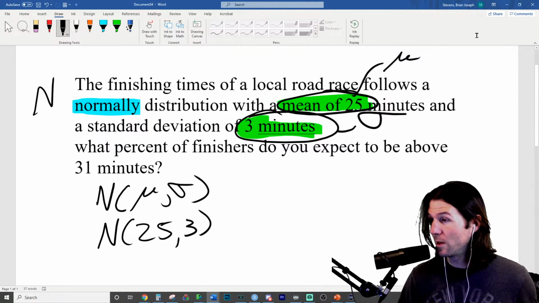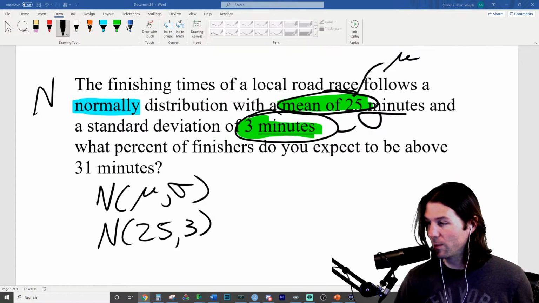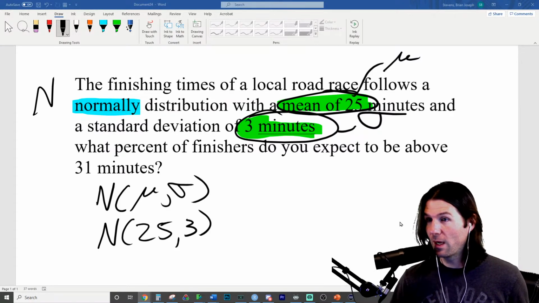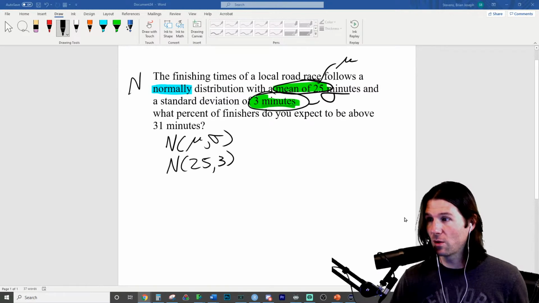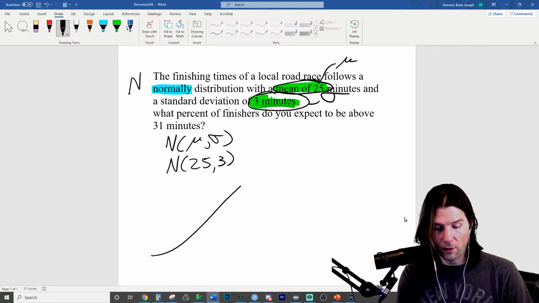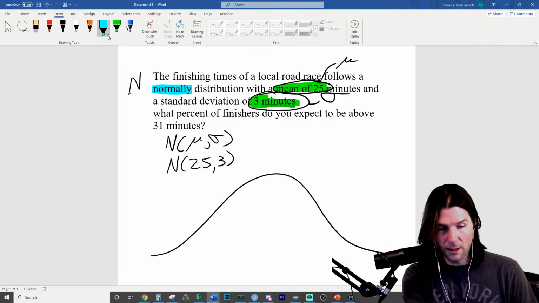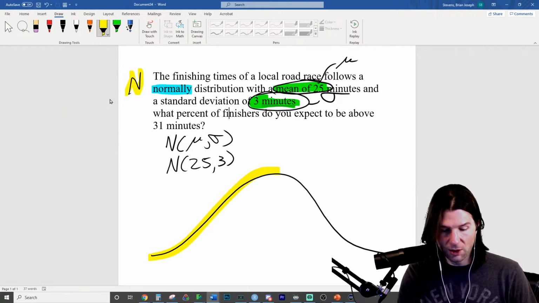So that's what I'm about to draw on the screen. I'm about to draw a distribution that is normal with a mean of 25 and a standard deviation of 3. So let's go ahead and draw that right here. So we go ahead and we draw our normal curve. That's what this is going to represent right here. So that represents the shape of the curve.